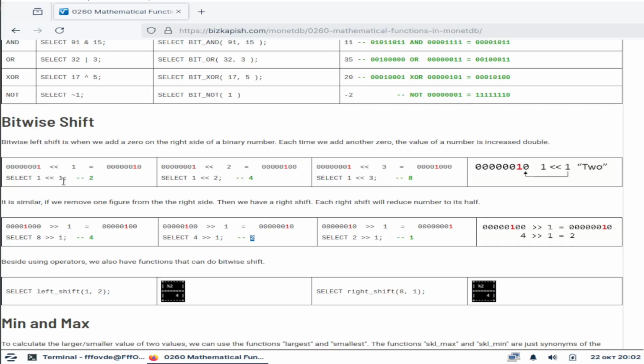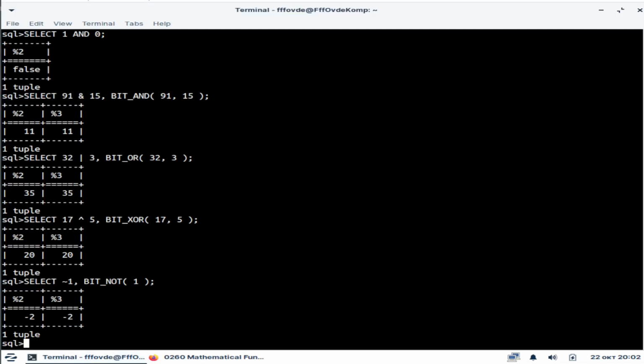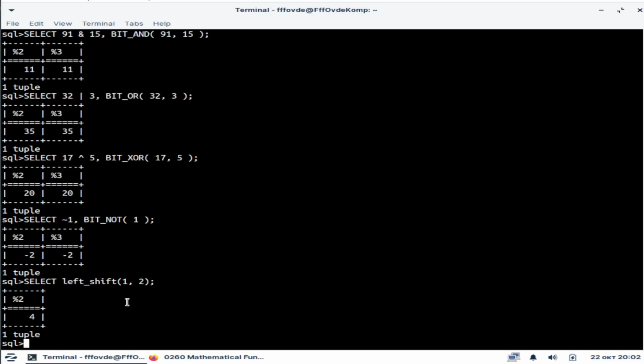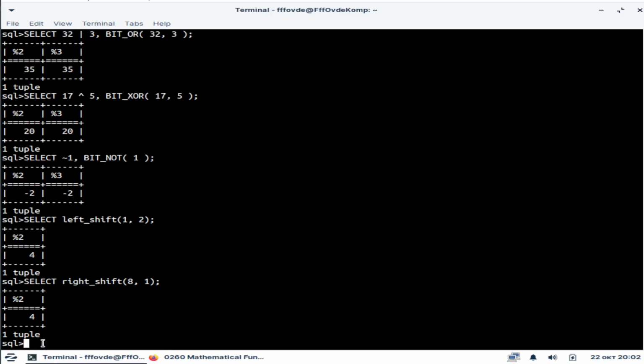If this operator is doubling my number, this operator here will half my number. And for that, we have functions in Monet. First function is this. So this is bitwise left shift. And this will first double 1 to 2, and then will double 2 to 4. So the result will be 4 because we are moving our figure 2 places. And we also have right shift. So this time I will right shift 8 one position, so I will half my number.